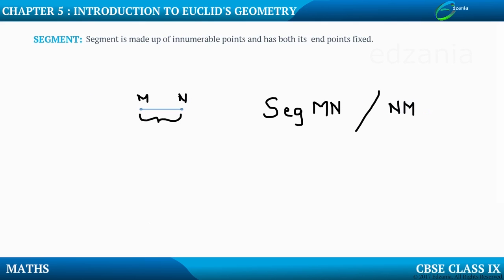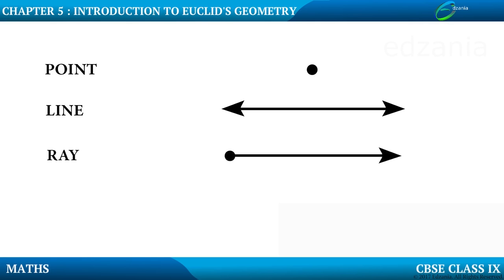So these were the basics. So let us repeat the basics once again. So point. What is a point? Point is a dot or a mark of position. It has to be named in one alphabet. Then we saw what is a line. So line is made up of innumerable points and it can be extended in both the directions. Then we saw a ray. What is a ray? Ray is again made up of innumerable points, but it can be extended only in one direction. And then segment. So what is a segment? Segment is made up of innumerable points, but it has fixed endpoints.